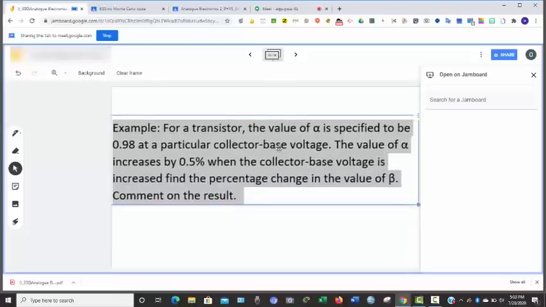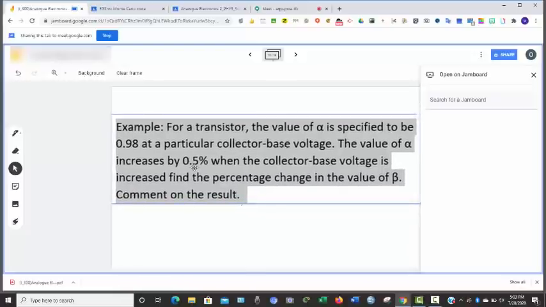It's specified to be 0.98 at a particular collector base voltage. So what this is saying is that when I have a particular collector base voltage, the value of alpha increases by 0.5% when the collector base voltage is increased. Find the percentage change in the value of beta, comment on the result.